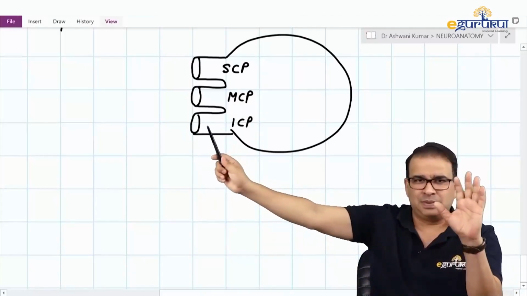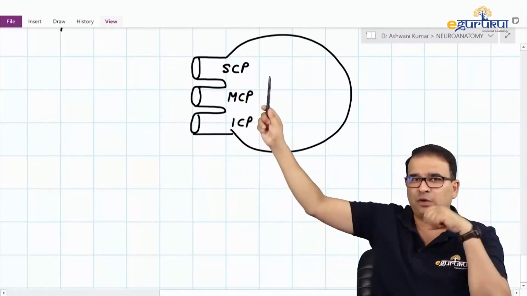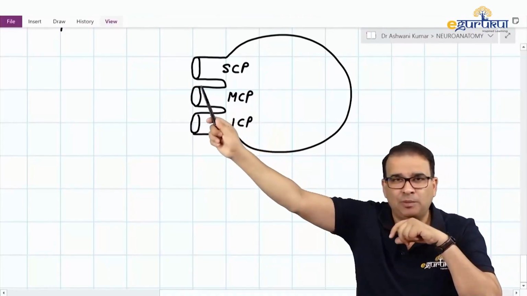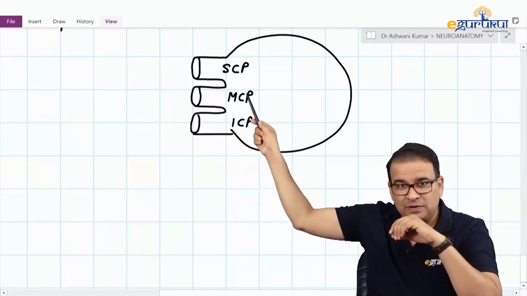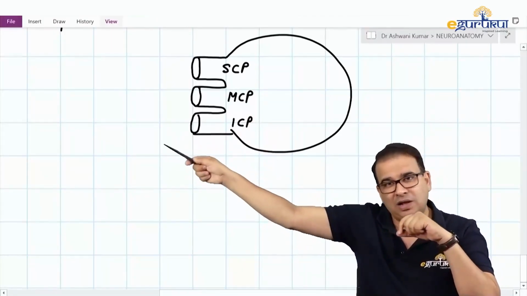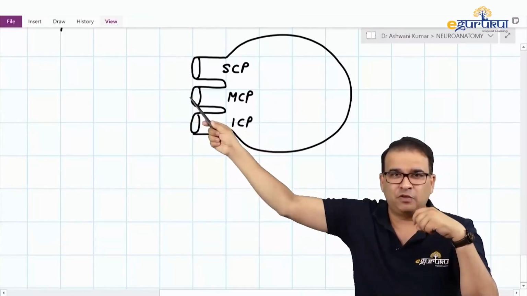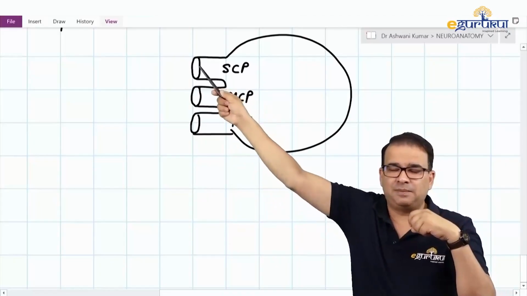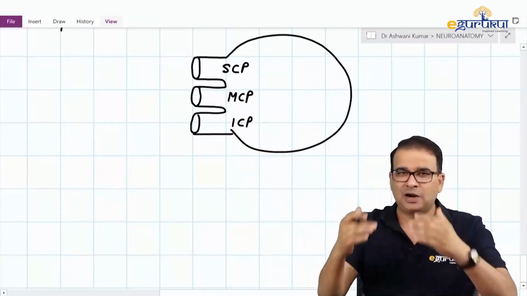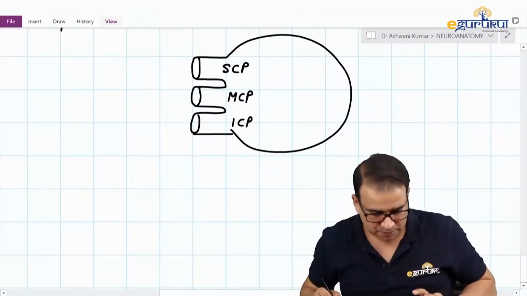So guys, it's pretty simple. If you think of a tract coming from the cerebellum into the medulla oblongata, that will go through the inferior cerebellar peduncle. If it is pons, it will take the pathway of the middle, and if it is midbrain, it will take the pathway of the superior cerebellar. Three parts of brainstem, three peduncles.